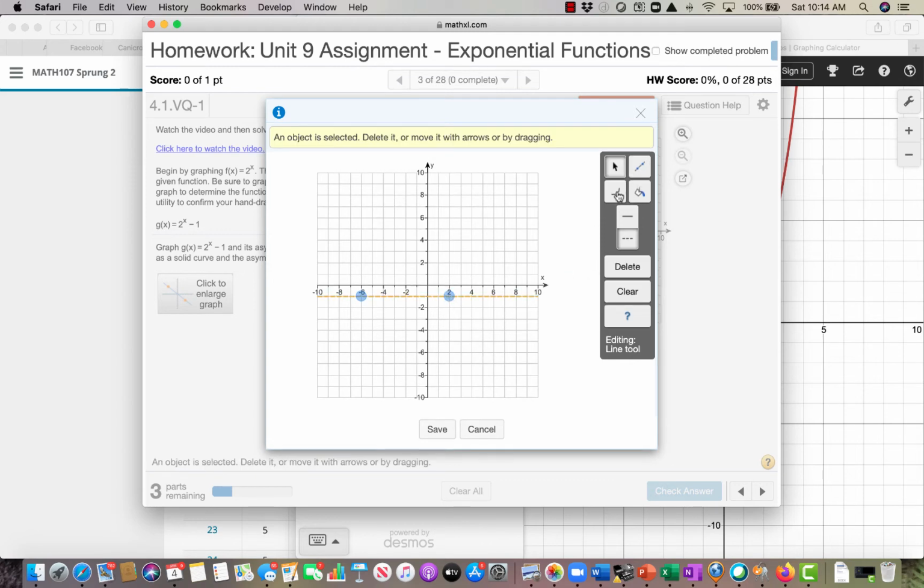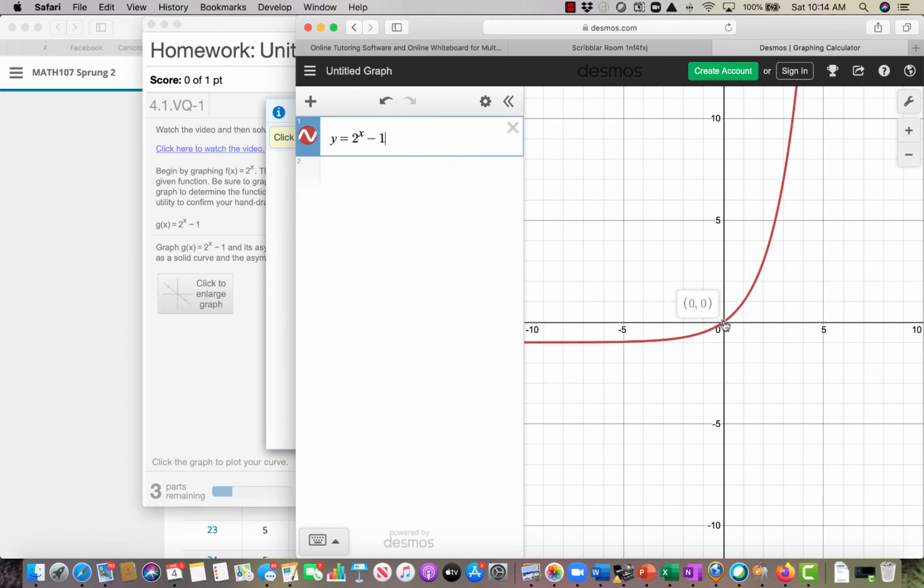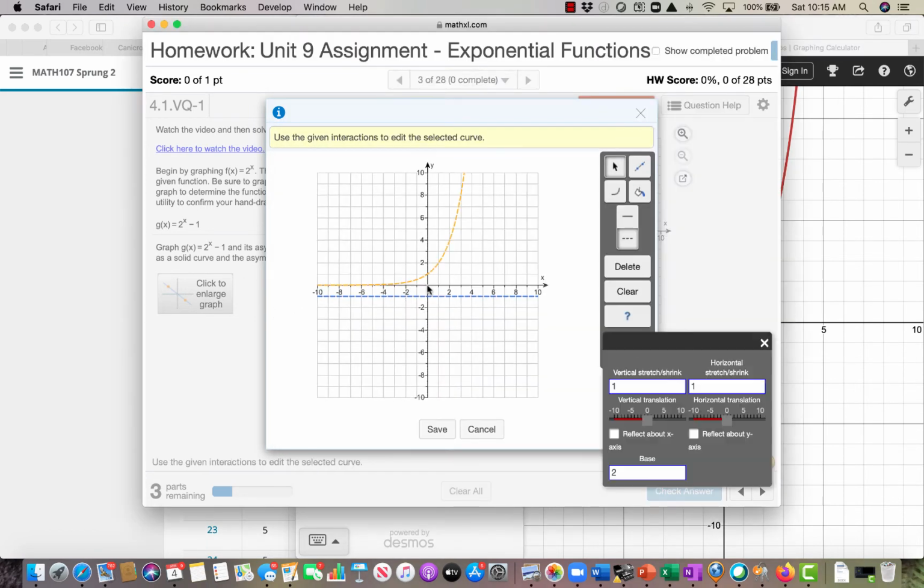Next, I'm going to use my exponential graphing tool. So I'm going to click on the exponent tool, and I can see based on this that it hits the y-axis or has a y-intercept at 0, 0. So I'm going to put that there. And now I need to play with this. This does have a base of 2. I know that because in the equation the base is 2 to the x. You can change that as needed if your base number changes.